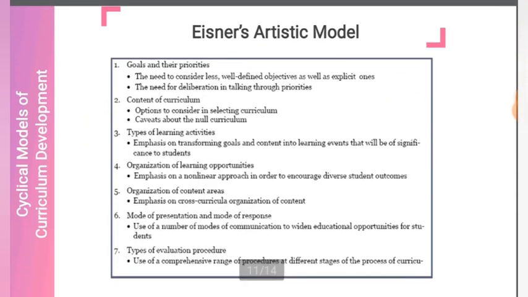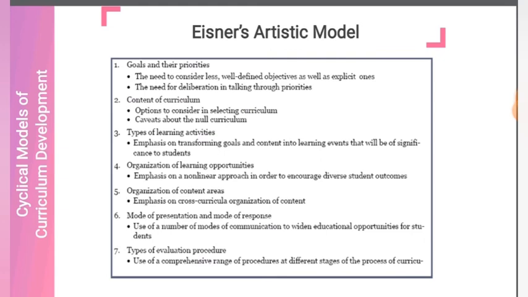So Eisner outlined an artistic approach in curriculum development. First is selecting the goals and objectives by engaging the participants. Second is selecting the content of the curriculum, in which he considered the 3 sources of curriculum: the individuality, society, and subject matter. The next one is selecting learning opportunities for different types of students using varied sources and activities.